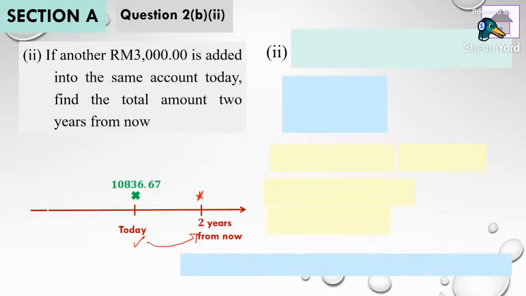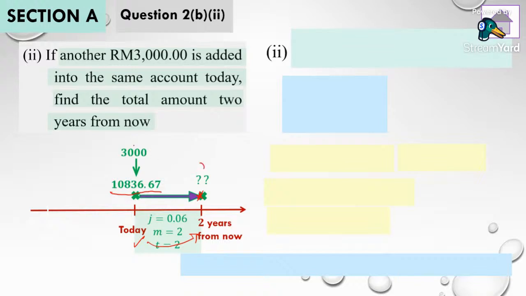So let's slowly interpret the question. If there's another 3,000 added into the account today, that means with the balance that we obtained previously, we add the 3,000 inside the account. And then it will go on rolling for another 2 years. And we would like to know what is the amount that we have at the end of these 2 years. And how do we get our answer done?